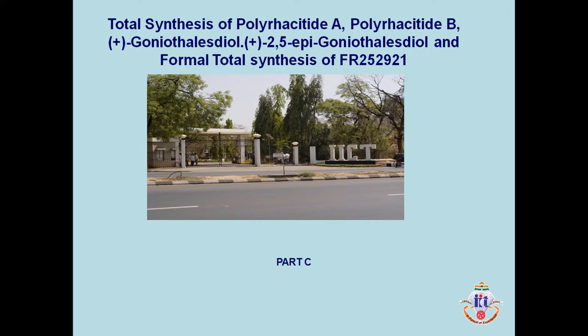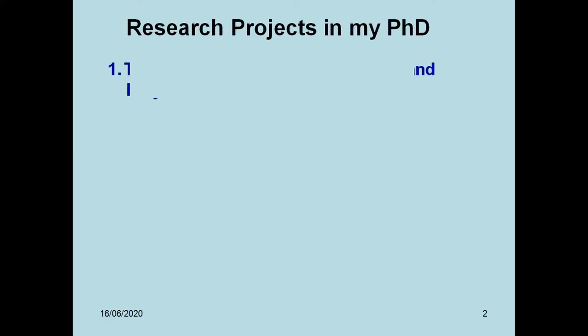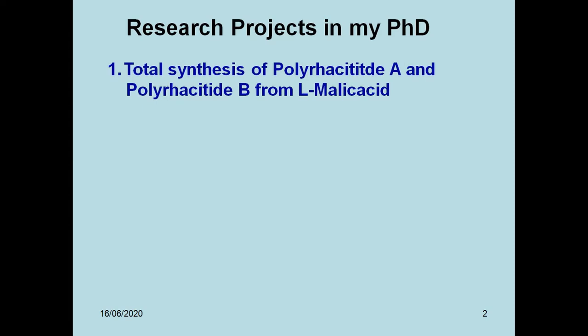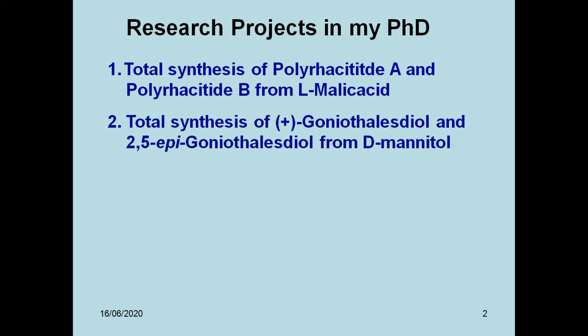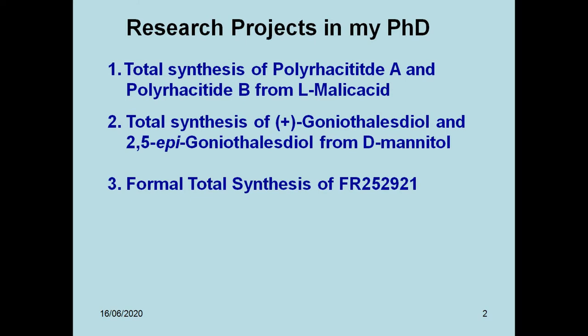So my thesis contains total synthesis of polyhectade A, polyhectade B, gonioethylsdiol, 2,5 epigonioethylsdiol and formal total synthesis of FR252921. So here in this video we are discussing total synthesis of polyhectade A and polyhectade B from L-malic acid. So total synthesis of gonioethylsdiol and epigonioethylsdiol from D-mannitol, already we discussed in the video 1. Formal total synthesis of FR252921 we discussed in video 2 or part B.